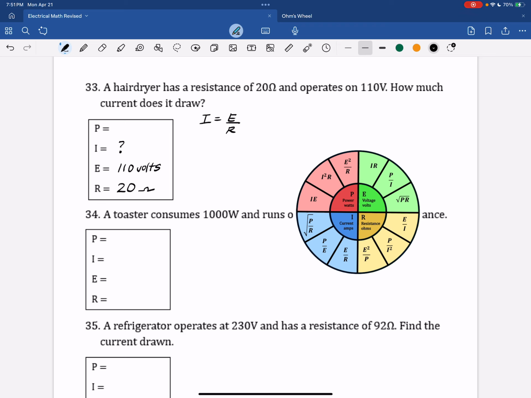So it's this formula, where E is 110 and R is 20. Cancel a set of zeros, and 11 divided by 2 is 5.5 amps. If you need to write this out longhand, add a decimal and a 0, and you'll get your 5.5.